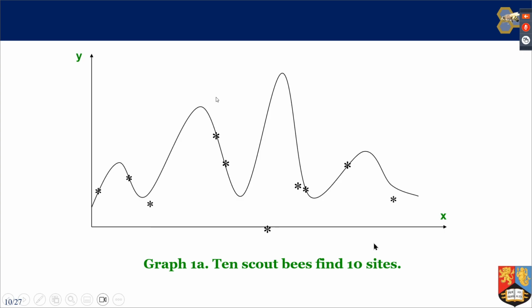So here is a very simple function, and the aim is to find the peak of the function. You would not use a bees algorithm for this function because it's very simple. You can use other algorithms to find the true optimum. But the bees algorithm is used here just to illustrate how it works. So in this case, we have 10 scout bees, and you saw the scout bees randomly distributed along the landscape.